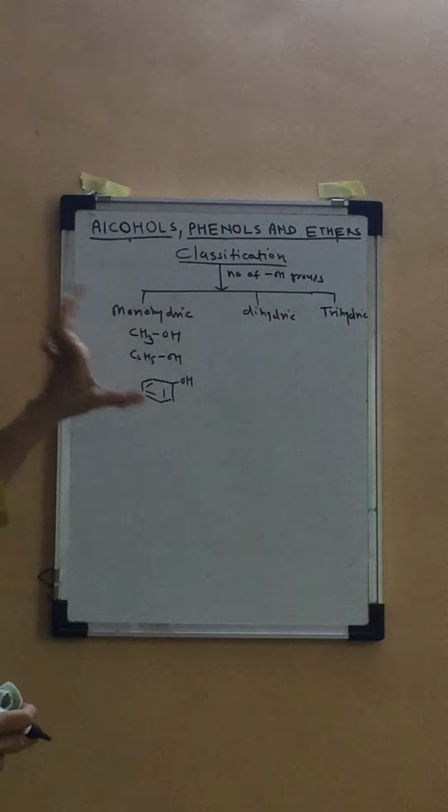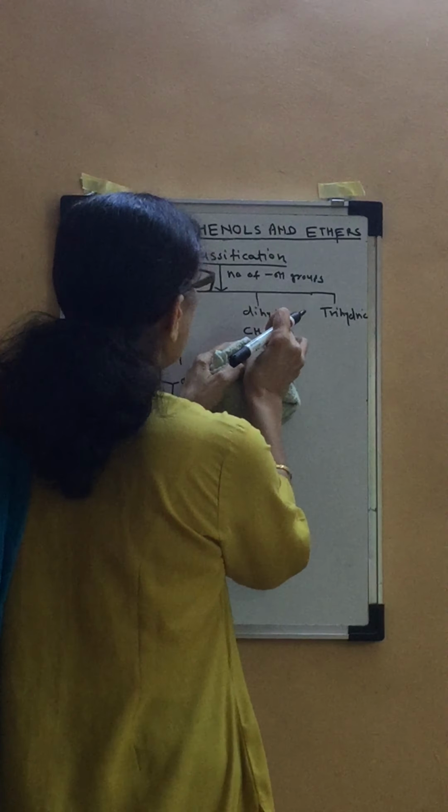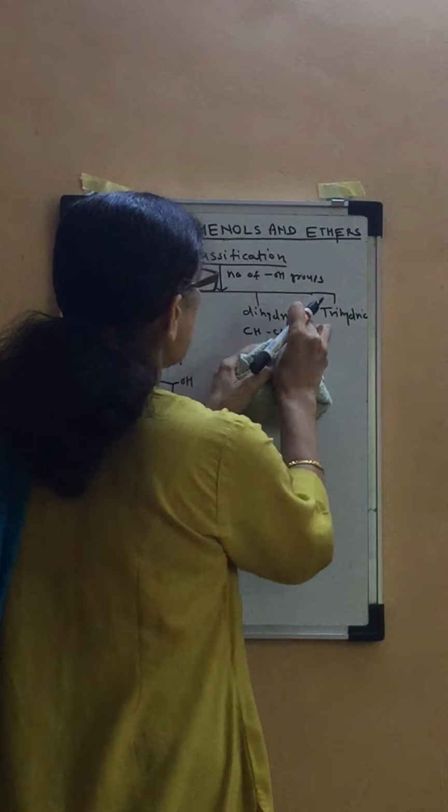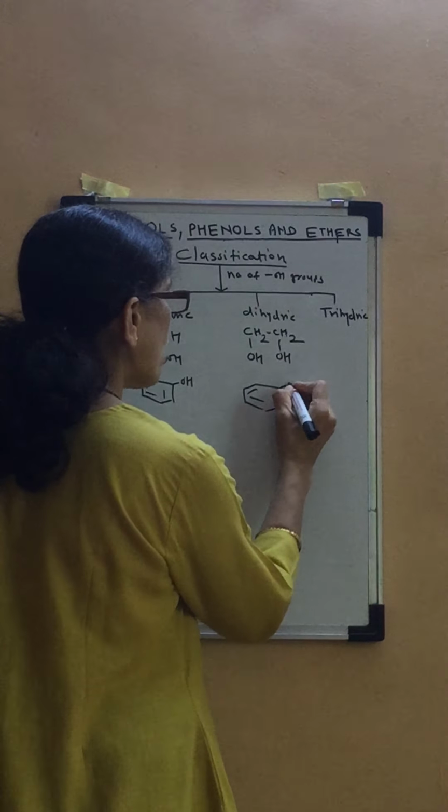We can have dihydric alcohols. If you have ethane as alkane, and you remove one hydrogen atom from both the carbon atoms and replace them by OH groups, what will you get? CH2, CH2 with OH groups, that is a dihydric alcohol, because it contains two hydroxyl groups. We can have dihydroxy phenol also. Similarly, two hydrogen atoms of the benzene ring substituted by two OH groups give a dihydric phenol.